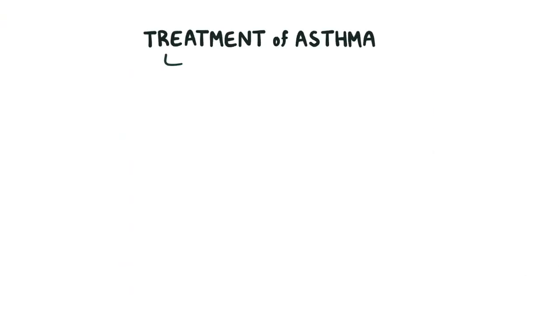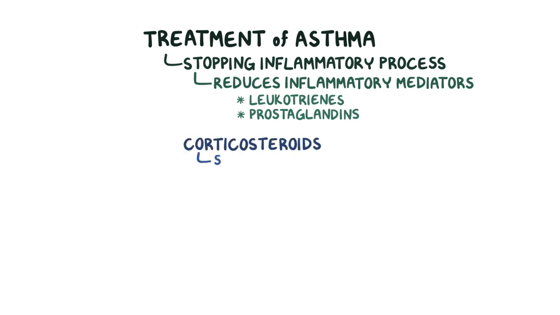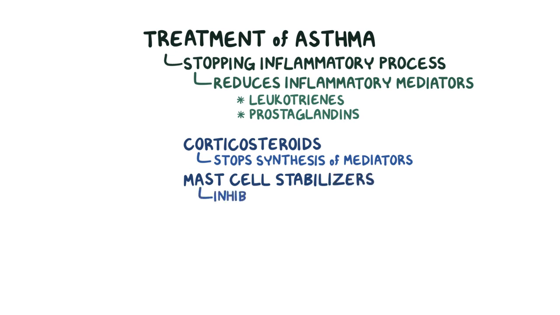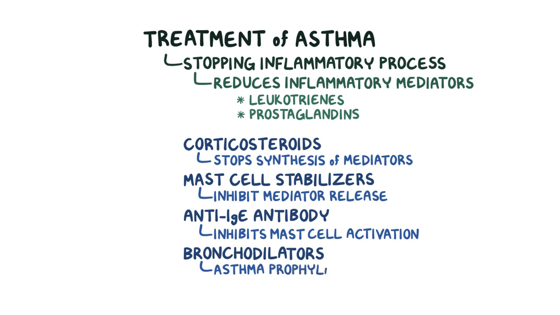Alright, as a quick recap. Treatment of asthma involves stopping the underlying inflammatory process by reducing the release of inflammatory mediators like leukotrienes and prostaglandins. This is done by using corticosteroids, which stop the synthesis of these mediators, mast cell stabilizers, which inhibit mediator release, or anti-IgE antibody that inhibits mast cell activation. These medications are typically used alongside bronchodilators for asthma prophylaxis.